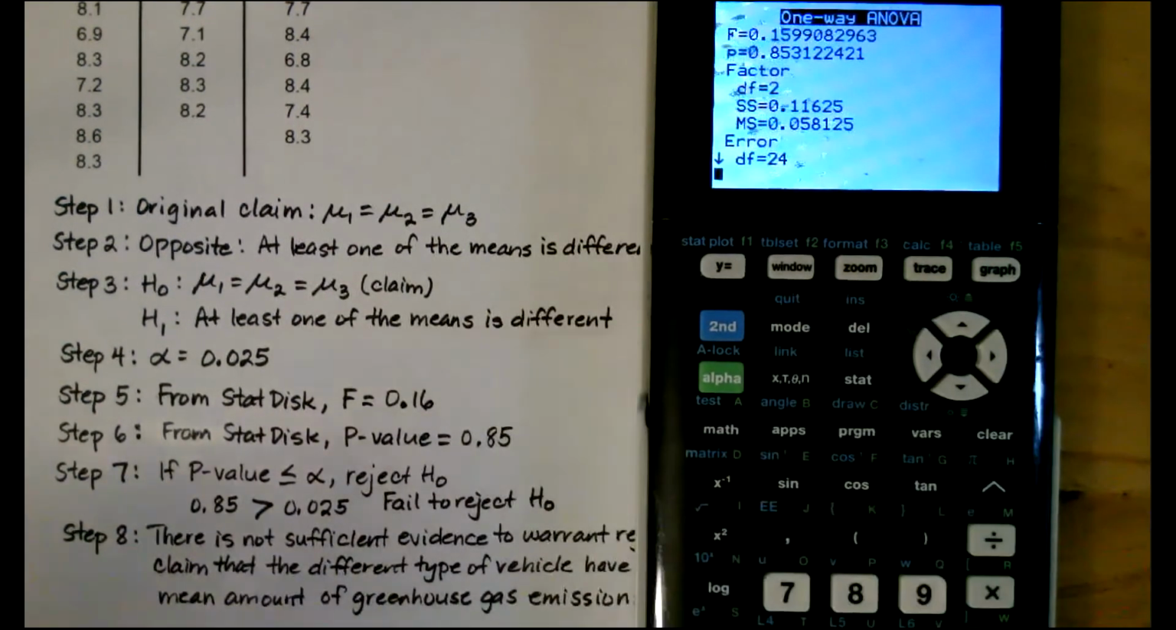But in this case here, your p-value is greater than your level of significance, 0.025. That means you still fail to reject the null hypothesis and conclude that there's not sufficient evidence to warrant rejection of the claim that the different type of vehicle have the same mean amount of greenhouse gas emissions. So the type of vehicle does not appear to affect the amount of greenhouse gas emissions for these 3 types. So that's how you use StatDisk and the TI-83 or 84 plus calculator to do ANOVA.